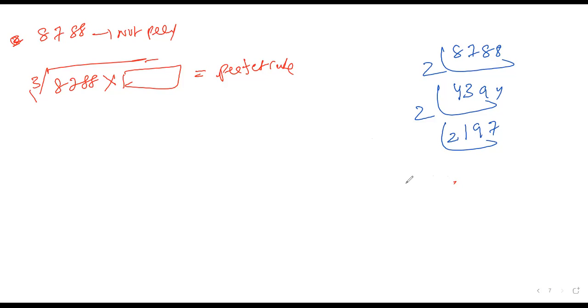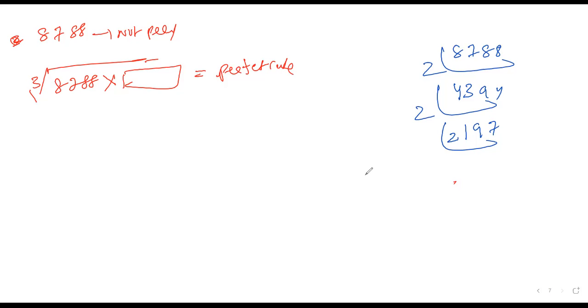Is there any other table with a possibility? 4 table, 5 table, 6 table, 7 table. Is it possible with the 7 table? Let us try to check it out. 2197. It is not dividing by 7 also.